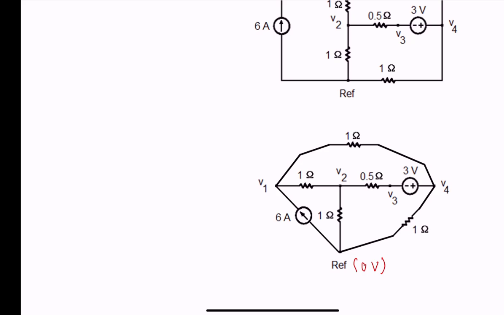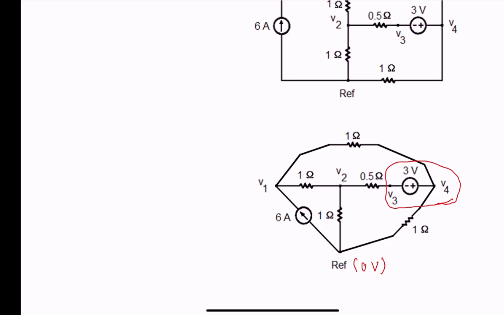We have nodes 1, 2, 3, and 4 with voltages V1, V2, V3, and V4. And since we have a voltage source between nodes 3 and 4, we combine those into a supernode. Inside the supernode, we still have V3 and V4 that we use. We use summation of currents leaving the node equal to 0.